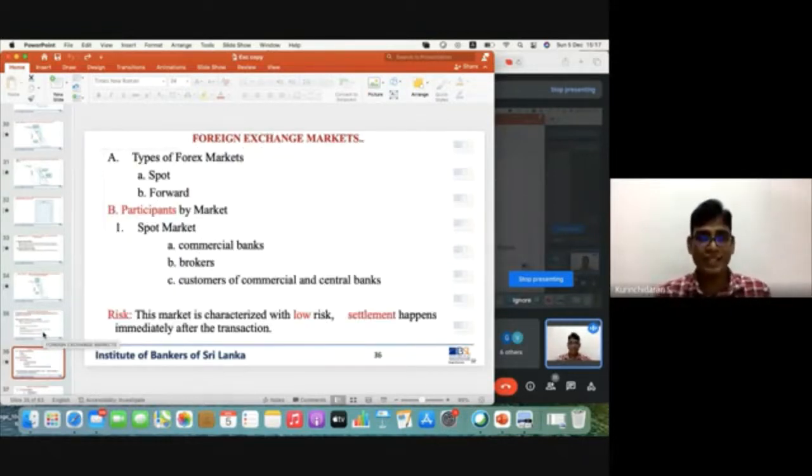As I explained earlier, the types of forex markets can be spot and forward. In Sri Lanka, most of the spot market participants are commercial banks, brokers, or customers of commercial banks, and even the central bank. They also intervene, buying or sell if they want, right? This is a very low risk market. Why do we say that? Because settlement happens immediately. There's no counterparty risk. You give me dollars, I'll give you the local currency. So settlement is done. There's very low risk, right? Okay.